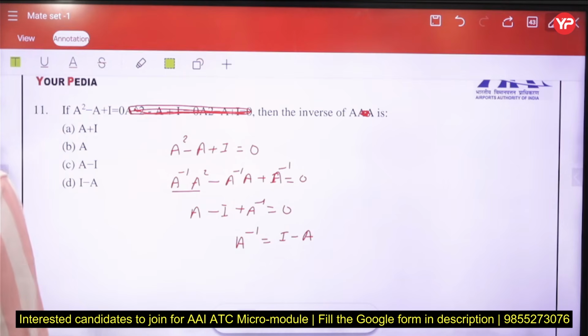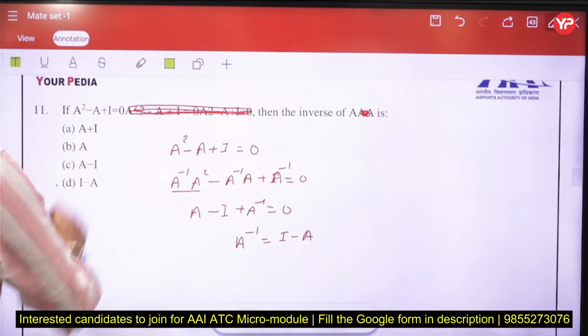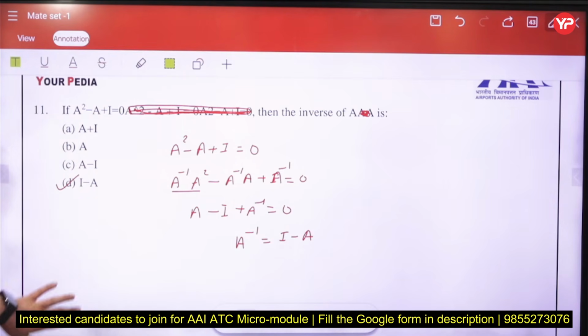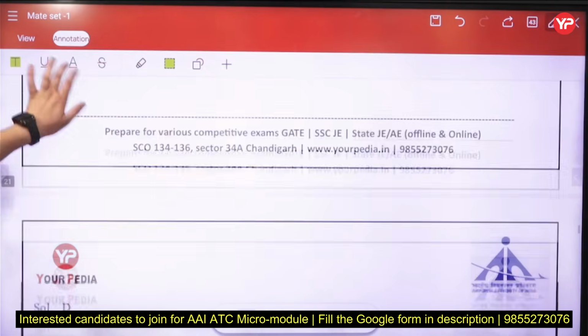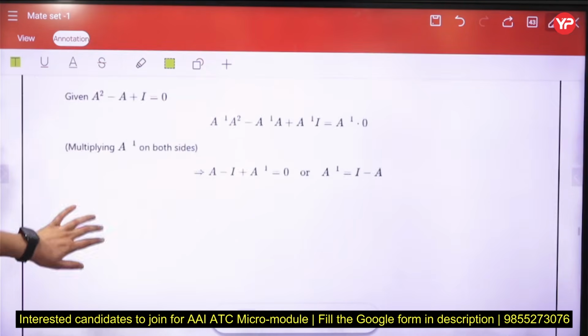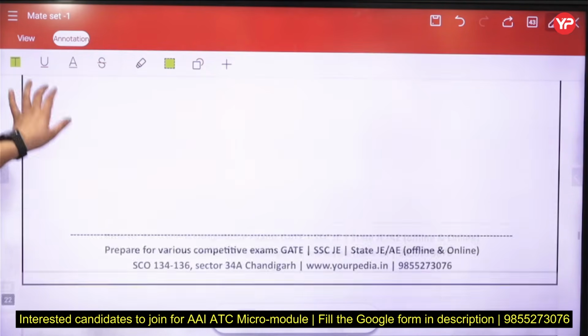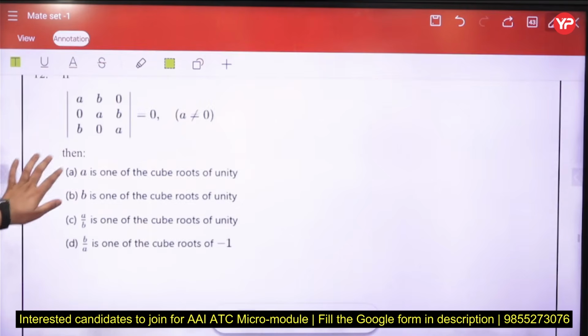So which one is the answer? Answer will be D, I minus A. I is the identity matrix of the same order. Next question.